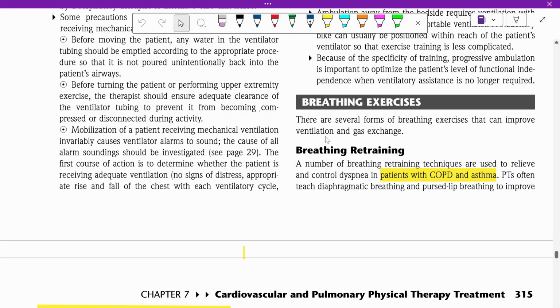Today we are going to cover breathing exercises. There are several forms of breathing exercises that can improve ventilation and gas exchange.